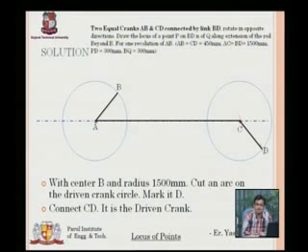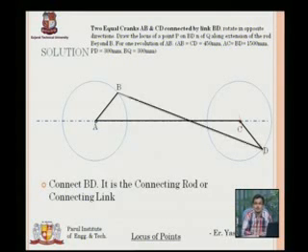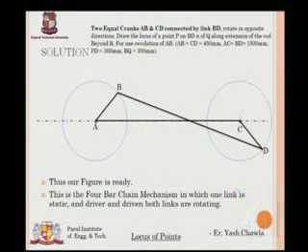So what is my next step? Connecting rod. The only thing that is missing. So this is my figure. So I have the 4-bar chain mechanism or 4-bar link mechanism. Let's check once again. We have 4 links, A, B, C and D. I have my driving crank, I have my driven crank, I have my static link, and I have my connecting rod. Okay, so I'm sure that the figure is ready.